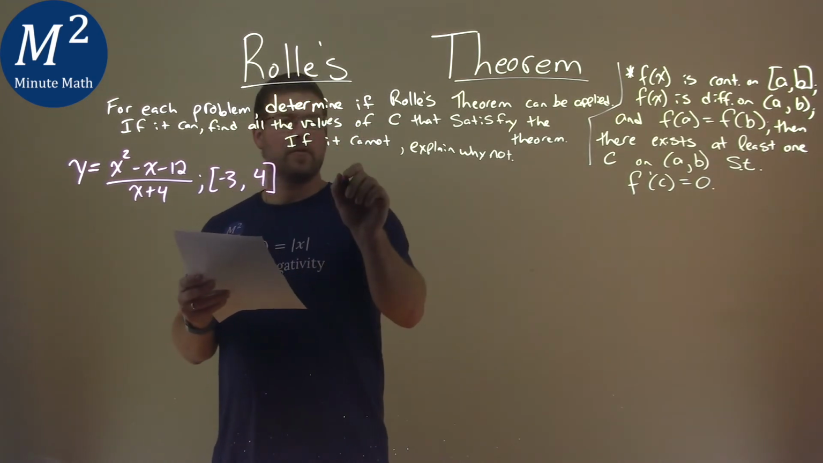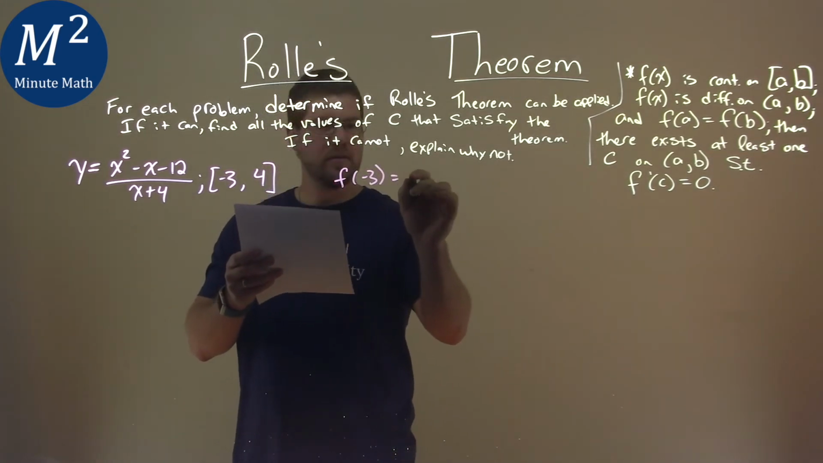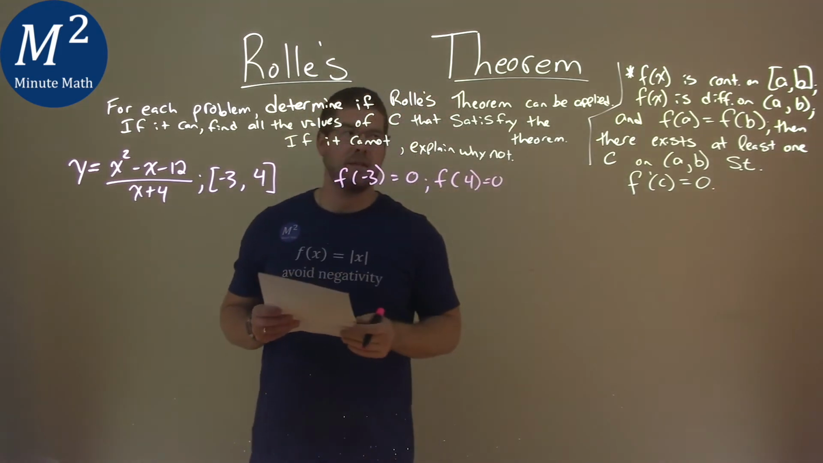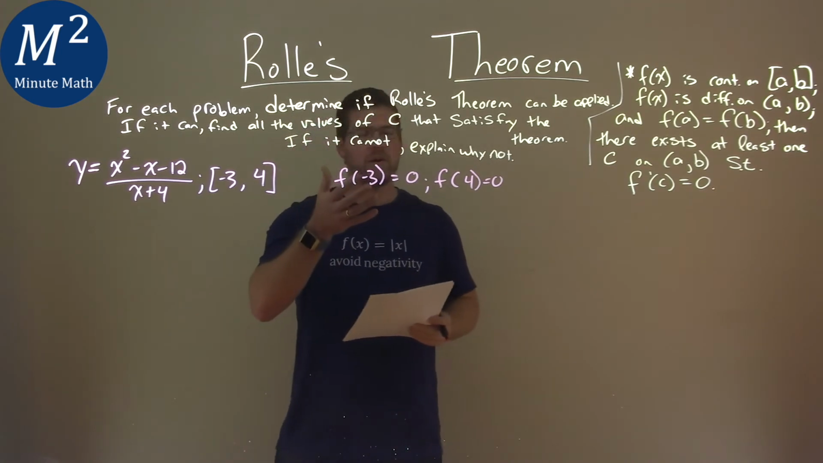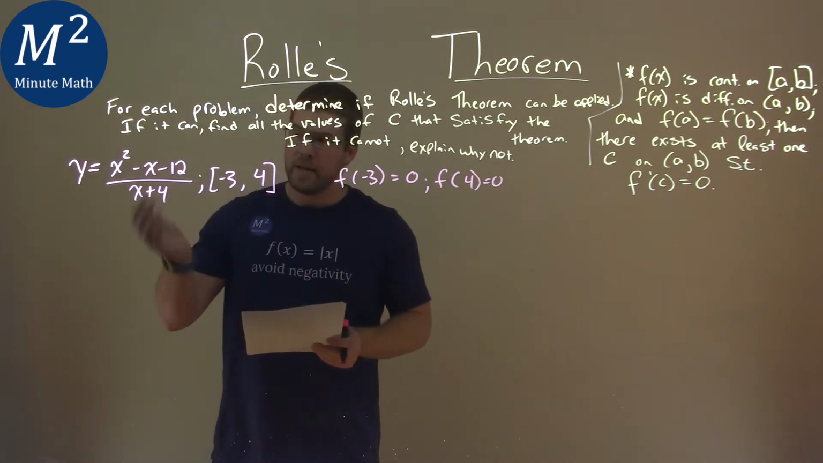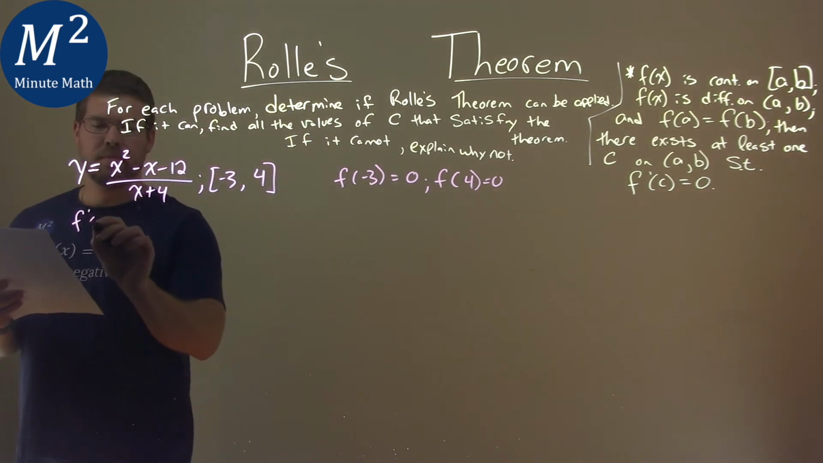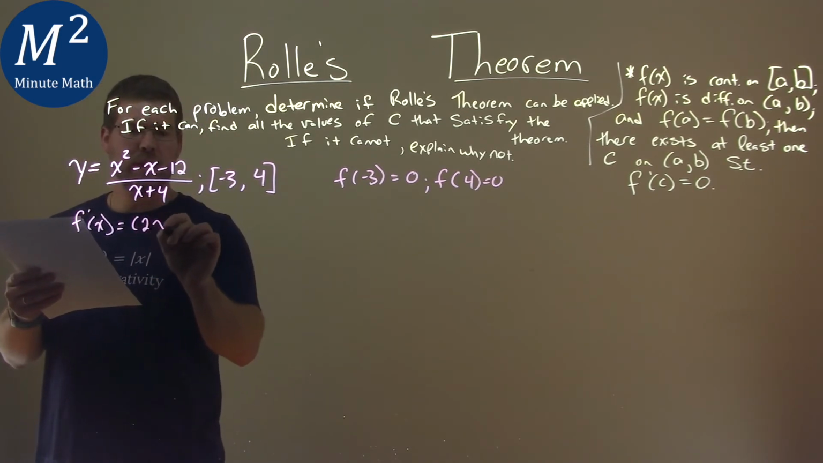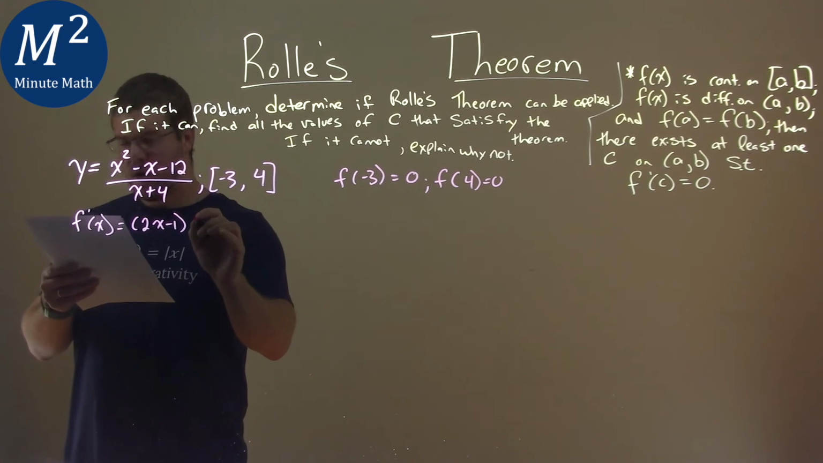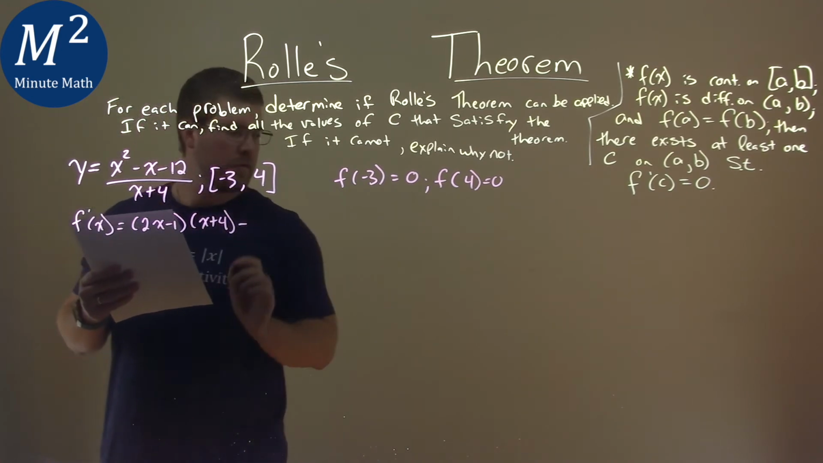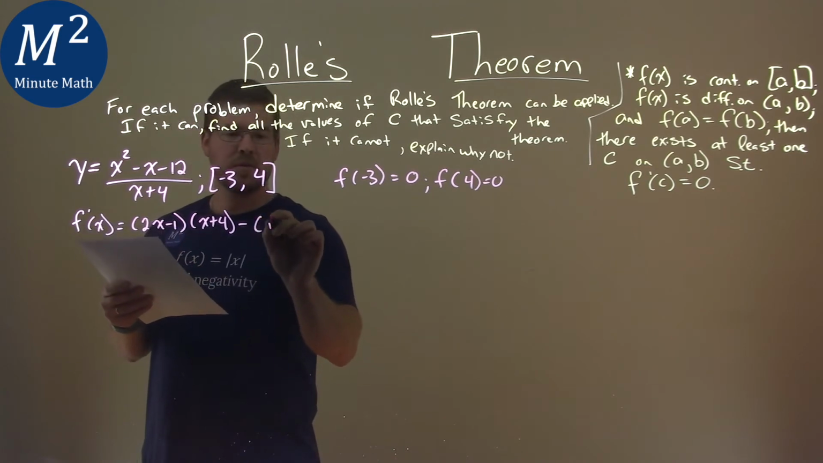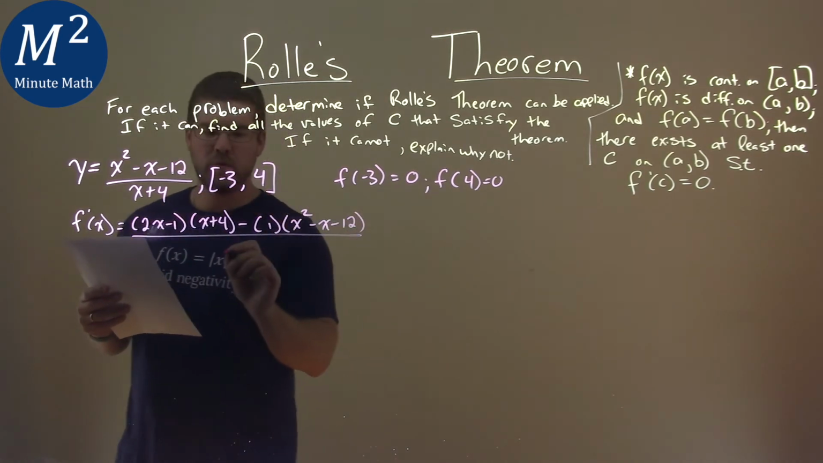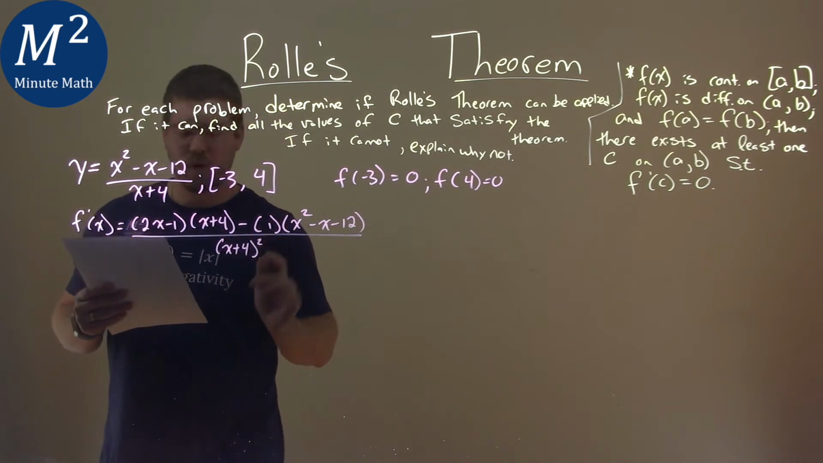I found for you f of negative 3, which is 0, and f of positive 4, which is also equal to 0, so we're good on this last part there. Since we satisfy all of our conditions, we can apply Rolle's theorem. We need to take the derivative. So what is f prime of x here? Well, using quotient rule, we find the derivative of the numerator, which is 2x minus 1, multiplied by our denominator, x plus 4, subtracted by the derivative of the denominator, which is 1, times the numerator, which is x squared minus x minus 12, all over x plus 4, the denominator squared.